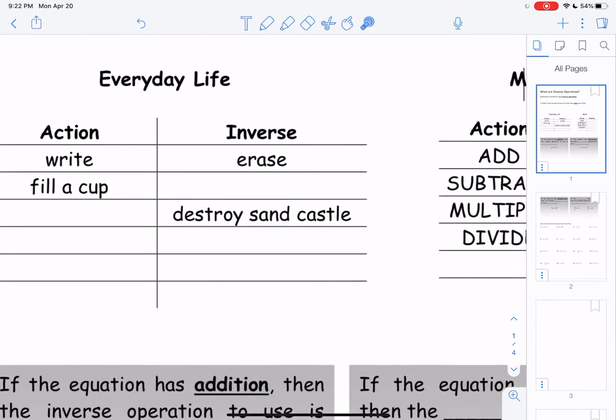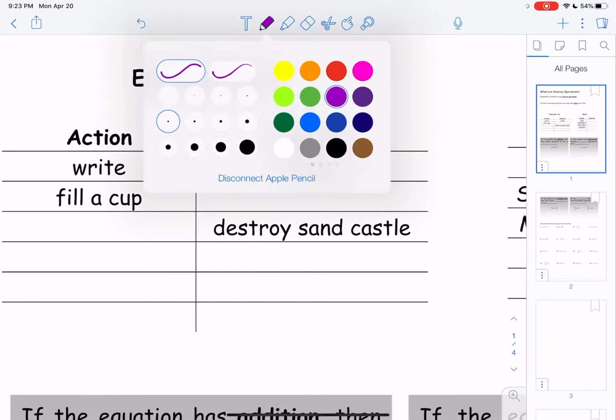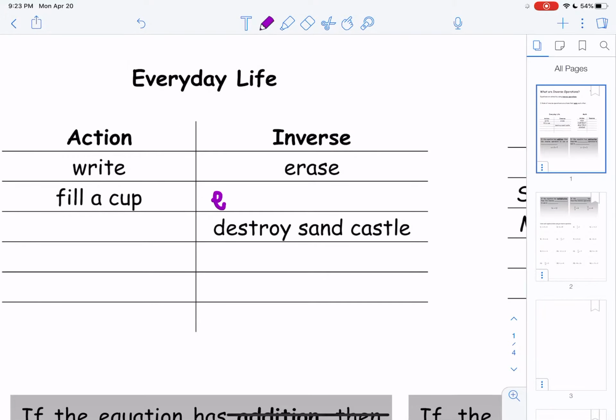So let's take, for example, everyday life scenarios. An action would be to write. The inverse, that is to erase. Another action would be to fill a cup. What do you think the inverse of that is? Or what undoes filling a cup? Empty a cup. What's the inverse of destroying a sandcastle? Building a sandcastle.